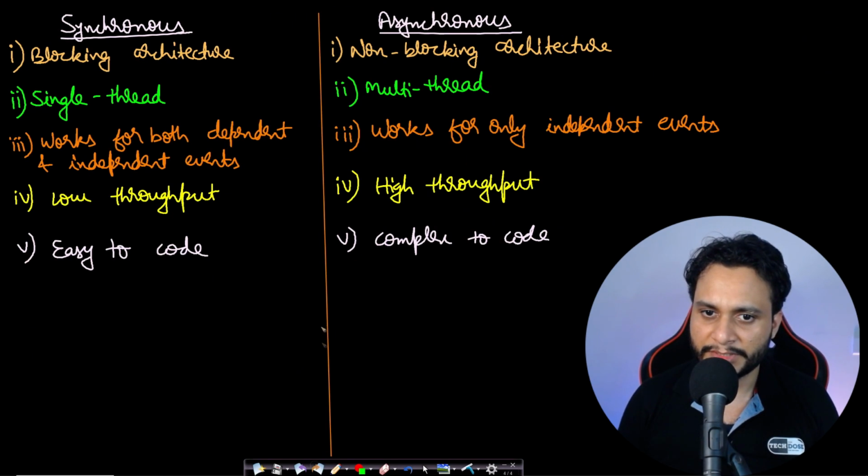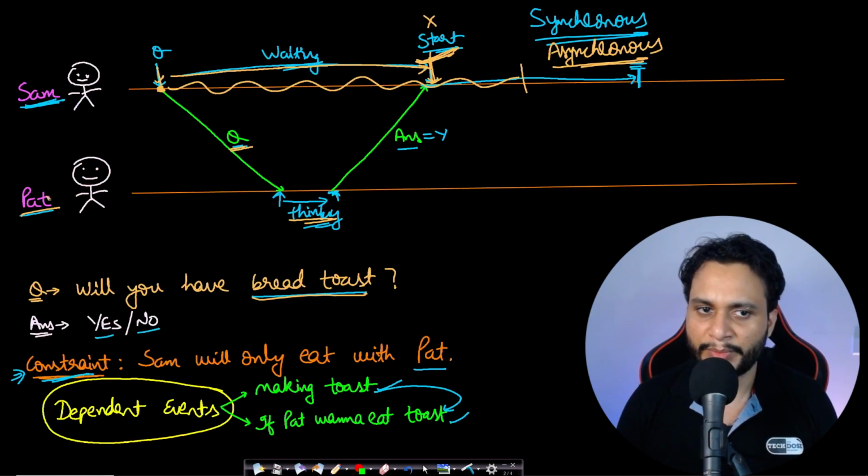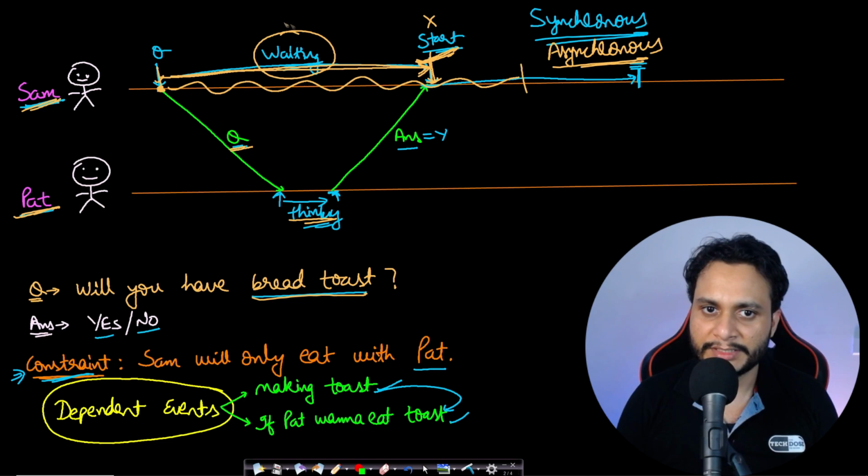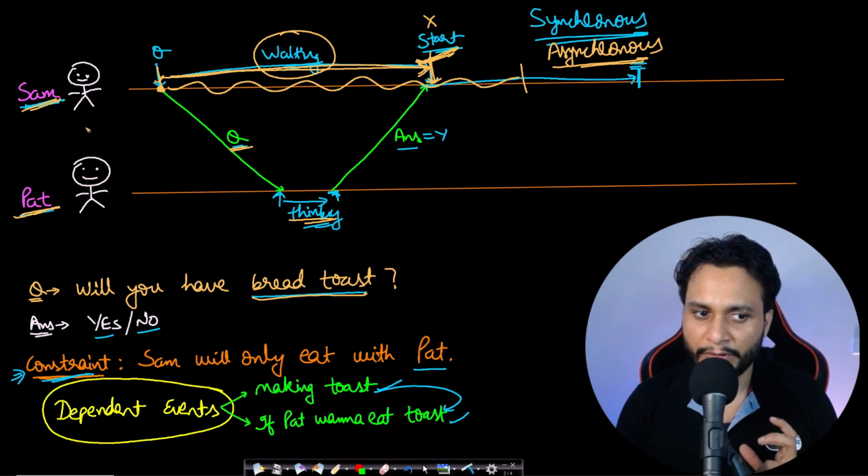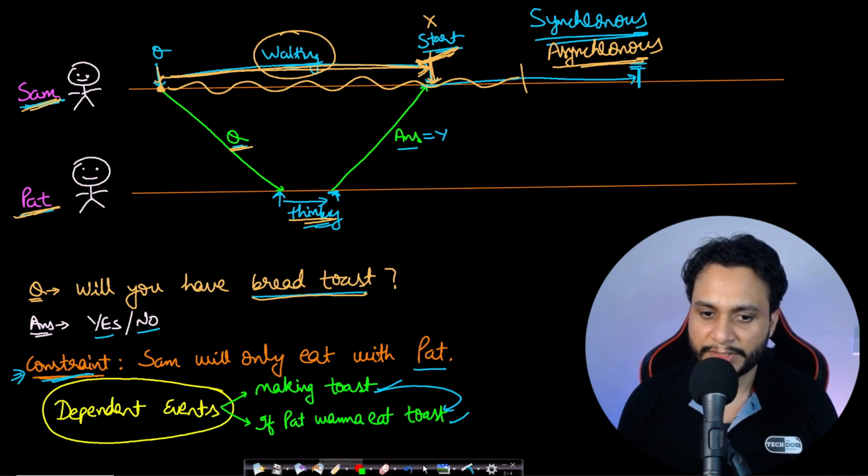Now let's quickly compare the synchronous and asynchronous events. The synchronous type is actually a blocking architecture, because if you consider the example of Sam and Pat, then Sam only wanted to eat the bread toast with Pat, so making the bread toast by Sam was dependent on the answer given by Pat, right? So they were two dependent events. So after asking the question, Sam was waiting for the answer from Pat so that he will decide on whether to start making the toast or not. So this waiting stage is actually the blocking stage, right? Sam is blocked to get an answer from Pat. Okay, so this is a blocking architecture.